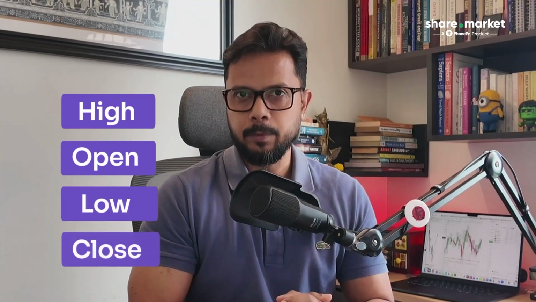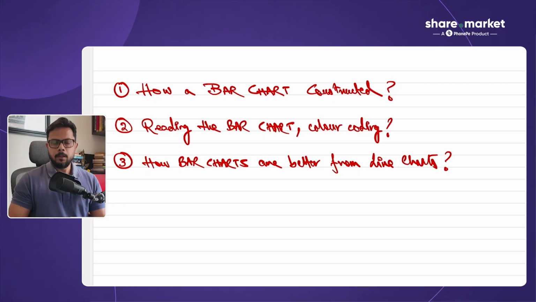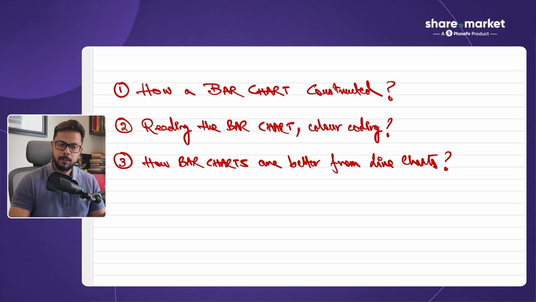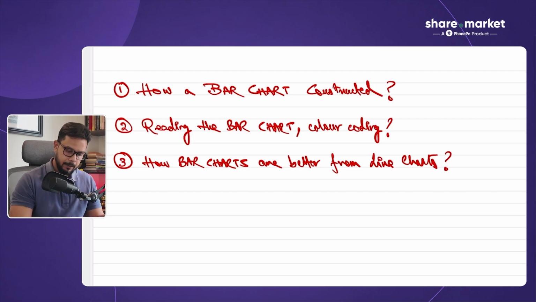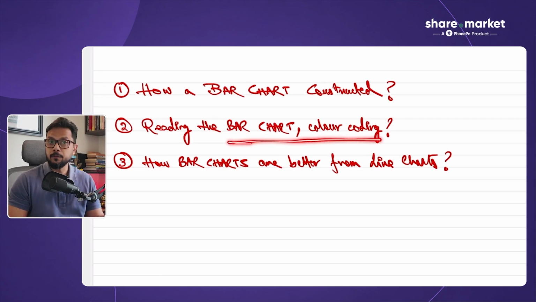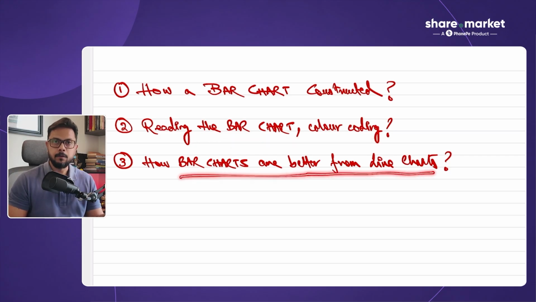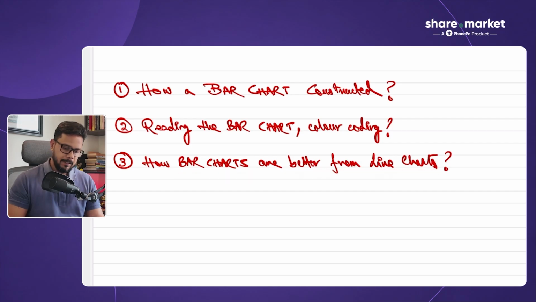So join me as I walk you through the first kind of chart which covers all the four price points, the bar chart. Now I did some homework for this video and I have written down these three important points: how a bar chart is constructed, reading the bar chart, the color coding of the bar chart, this is very interesting, and then how bar charts are better than line charts. So let's take one step at a time and talk about how a bar chart is constructed.